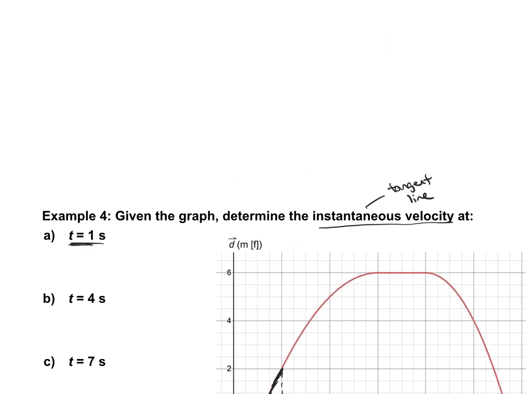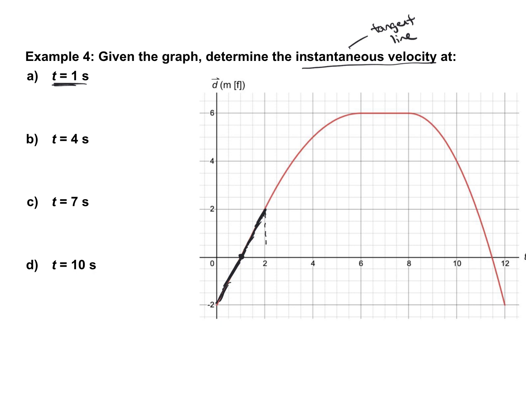To calculate slope, if you forgot, we go rise over run. So I'm going to draw myself a little triangle. My rise looks to be from -2 up to +2, so the rise is 4. And my run looks to be 2 seconds. So the instantaneous velocity is simply 4 over 2, which is 2. The units, let's read the axes here. We've got meters forward, and we've got seconds. So the units of this instantaneous velocity will be meters per second, and the direction will be forward.